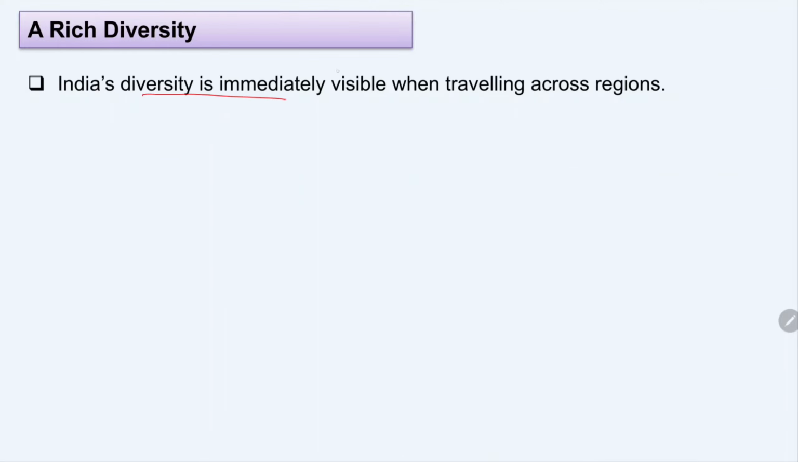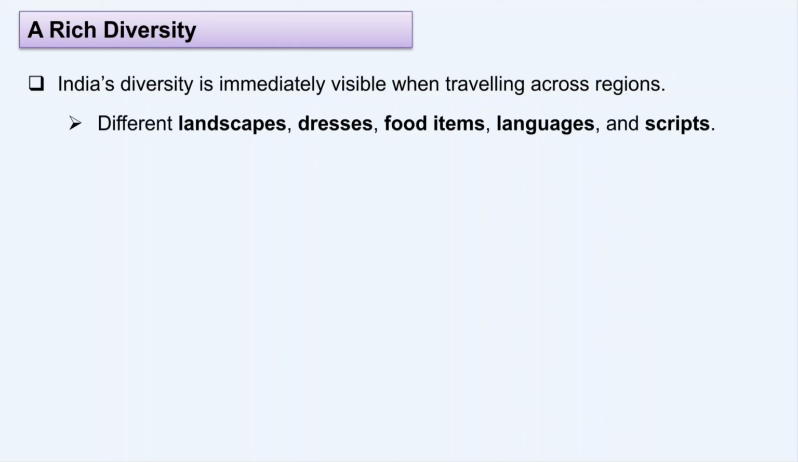Under it, India's diversity is immediately visible when traveling across a region. Like when you start traveling by train, you will notice not only the changing landscape but also many different types of dresses and foods. You will have different languages which are familiar or unfamiliar, and see different types of scripts also on the boards on the way. And even within your own region, you'll often come across people from other parts of India with different customs and traditions, isn't it? So this is our India, which has very rich diversity, rich culture. And this is what strikes every visitor to our country as well. So we have different landscapes, dresses, food items, languages, scripts, as I've already told you.